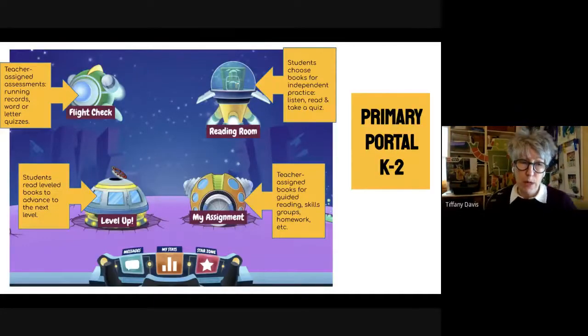So this is what the primary portal looks like. It has a space theme. And not everything will come up the first time a child signs in. In other words, if a teacher has not assigned a book yet, My Assignments won't appear. If a teacher has not assigned an assessment, Flight Check won't appear. If they haven't ever been in before and been diagnosed with a reading level, Level Up won't appear. So for a lot of kids, when they first sign in, all they'll see is the Reading Room.